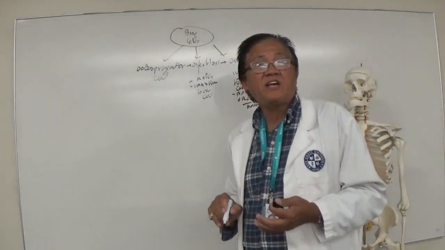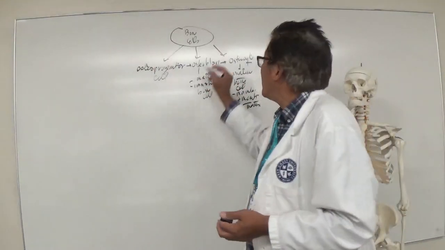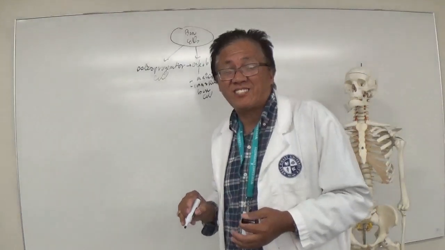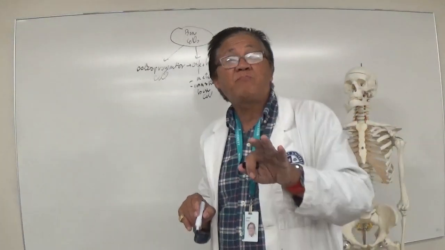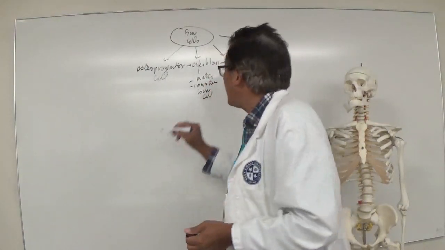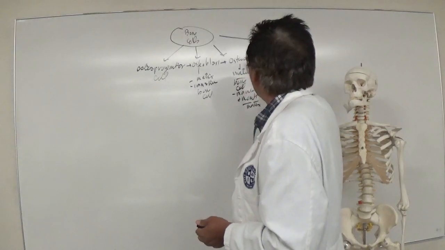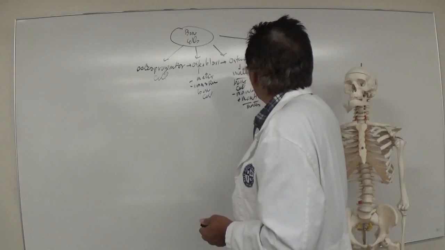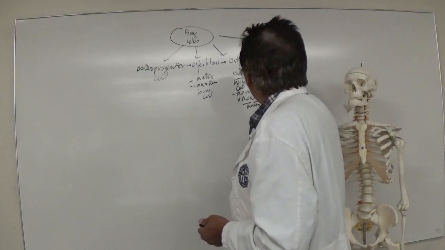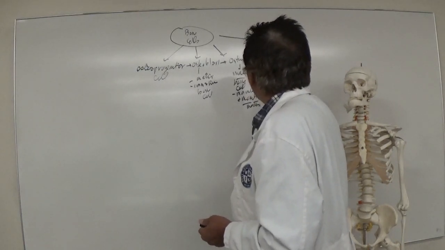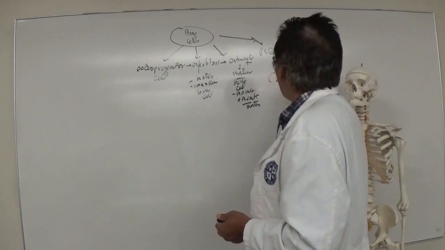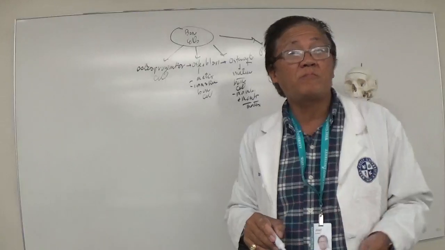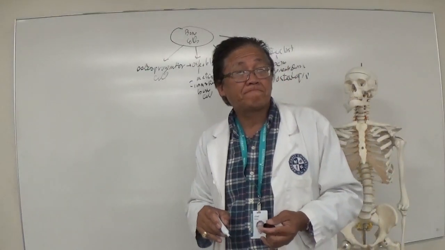Now, there is a different type of cell that is important for what we call osteolysis, or breakdown of bones. Lysis means breakdown, osteo means bone. And what is that cell? Osteoclast. Bone breakdown, which means osteolysis. Osteolysis means bone breakdown. Do you understand? Okay.